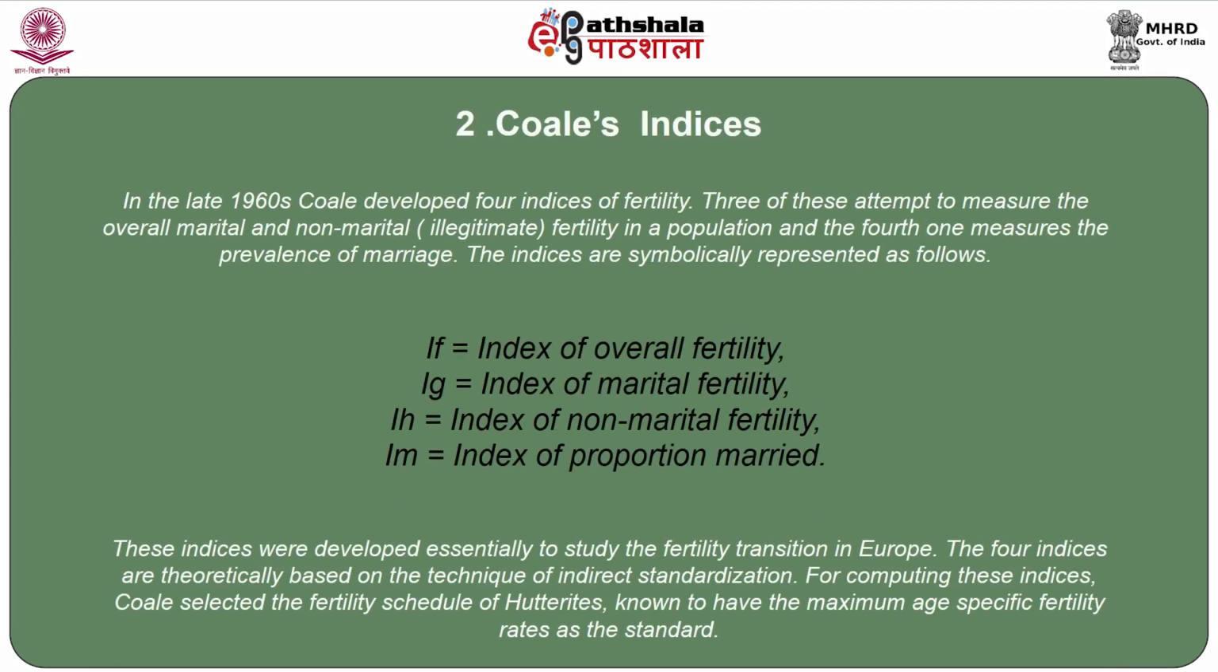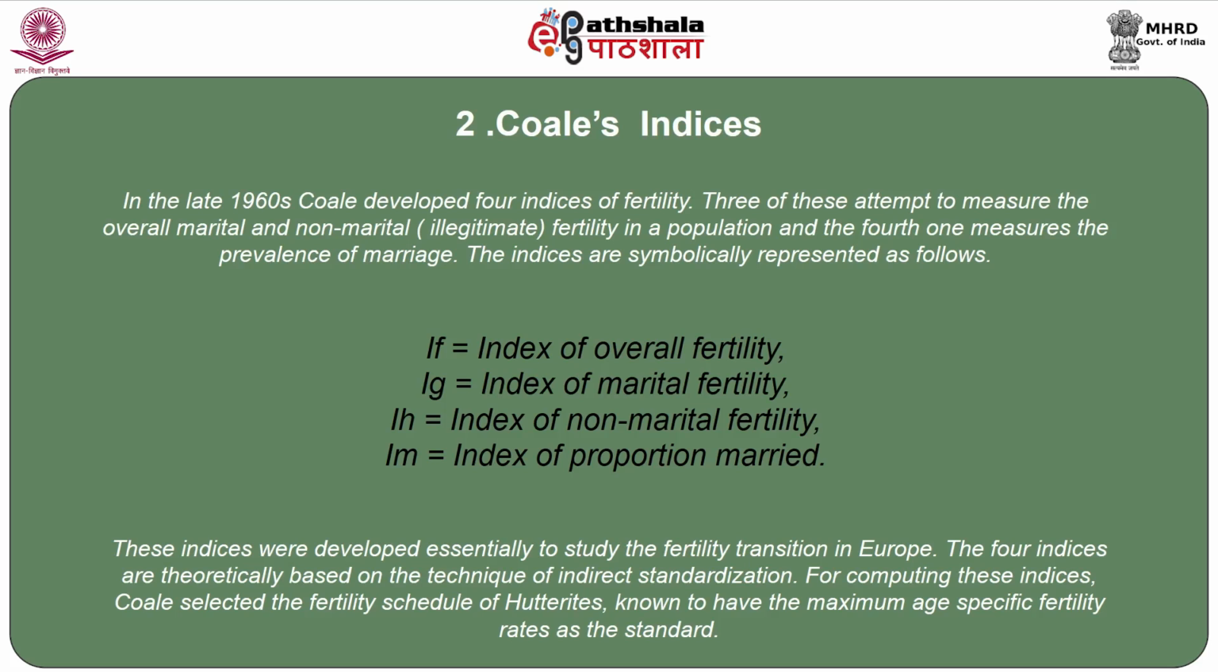Now let us look at the Coale's indices. In the late 1960s, Coale developed 4 indices of fertility. 3 of these indices attempt to measure the overall marital and non-marital, illegitimate fertility in a population, and the 4th one measures the prevalence of marriage. These indices are symbolically represented in the following slide.